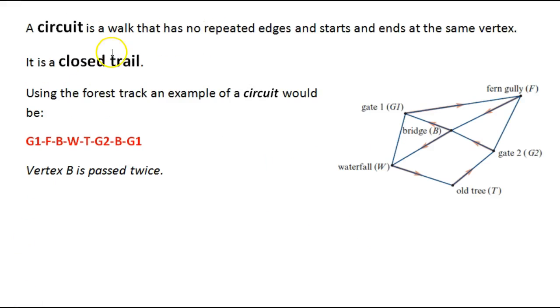A closed trail has a special name. It's where you end and start at the same vertex. So a circuit is a walk with no repeated edges that starts and ends at the same vertex. Using the forest track, here we start at gate 1, go off to Fern Gully, back to the bridge, from the bridge through to the waterfall, from the waterfall to the old tree, to gate 2, back to the bridge, and back to gate 1. So there are no repeated edges, but we did pass through the bridge twice, and that's fine.